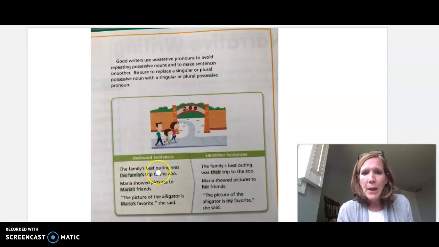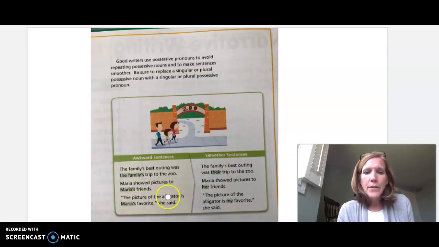The family's best outing was the family's trip to the zoo. Would we say the family's twice? The family's best outing was the family's trip to the zoo. No, we could say the family's best outing was their trip to the zoo. And we know the word their is that possessive pronoun that takes the place of the family. Right? Let's just skip down to the bottom one.